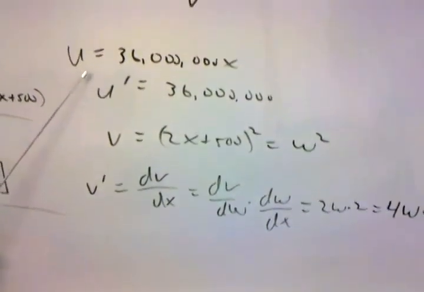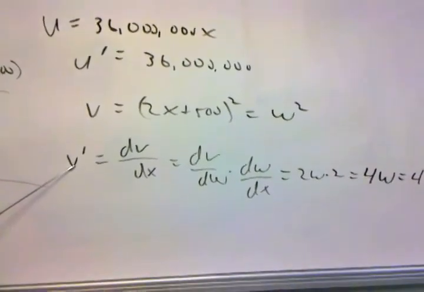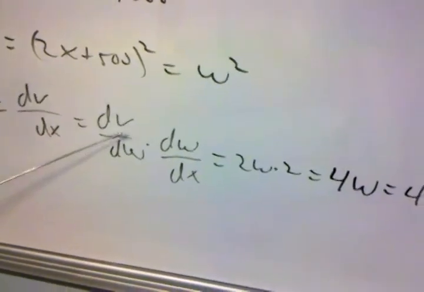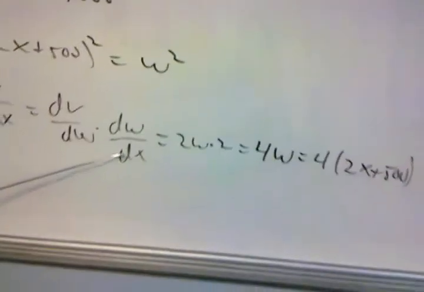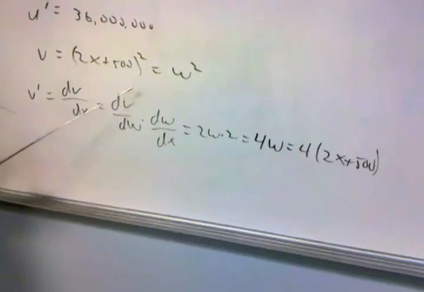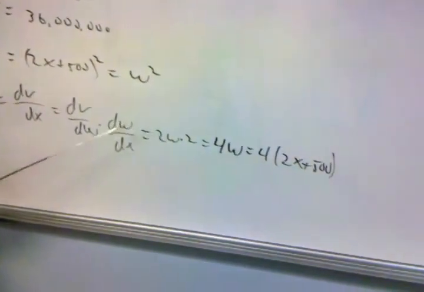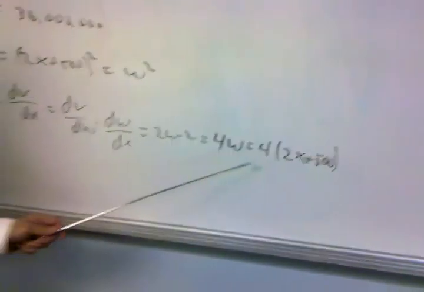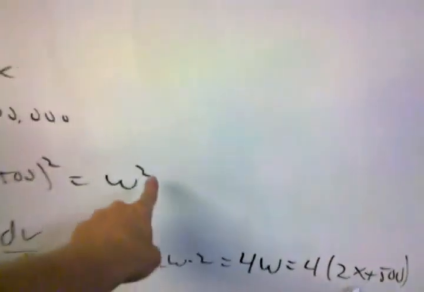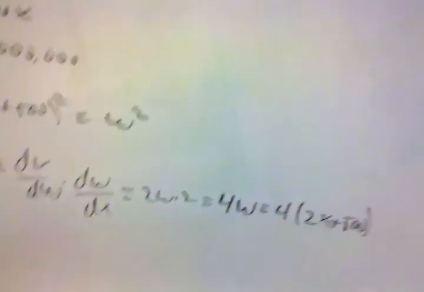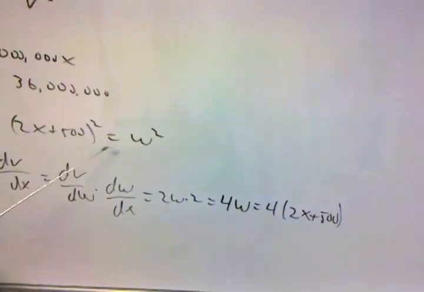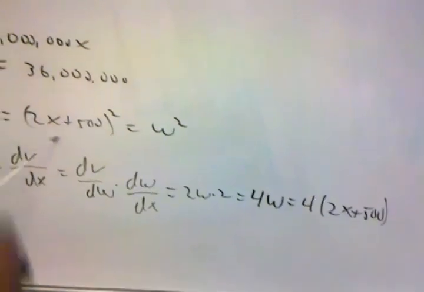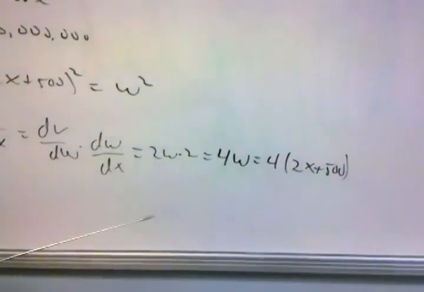The derivative of u was easy. To take the derivative v prime, we need the chain rule. V prime, also known as dv dx, is dv dw times dw dx. This is the chain rule. So dv dw, since v is w squared, is just 2w. dw dx is the derivative of 2x plus 500, which is just 2. So it becomes 4w, or 4 times 2x plus 500. Because you just drop the 2 down to the front of it? That is correct.